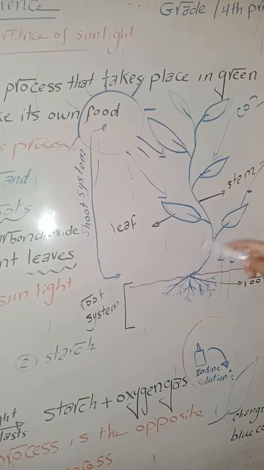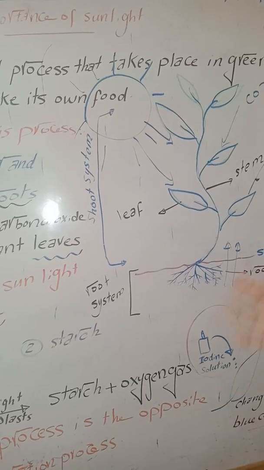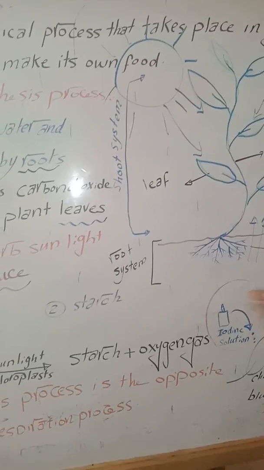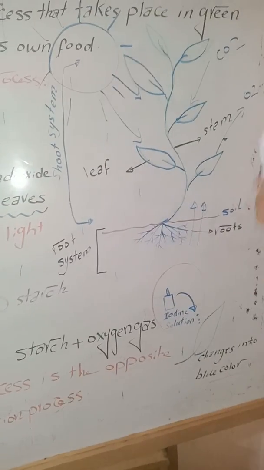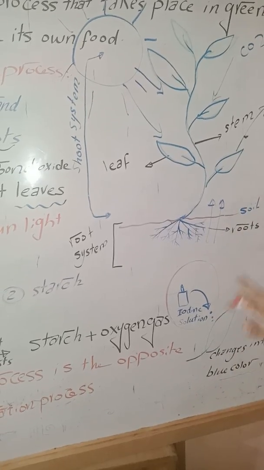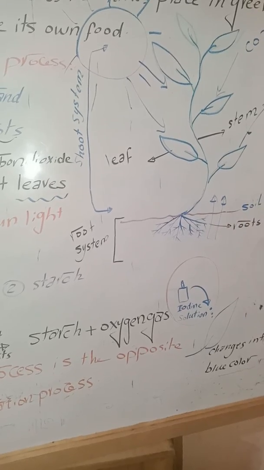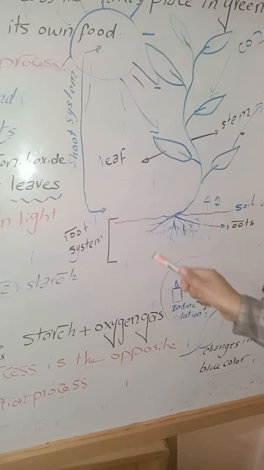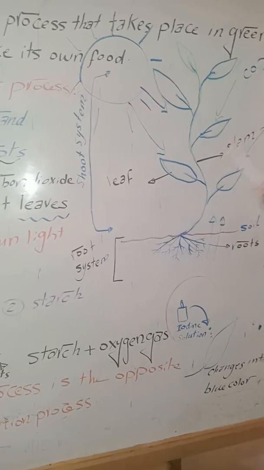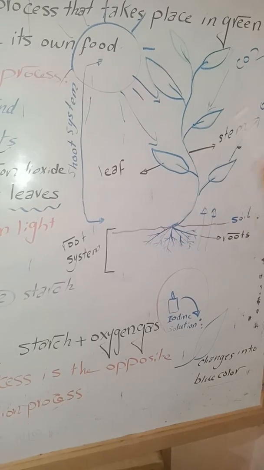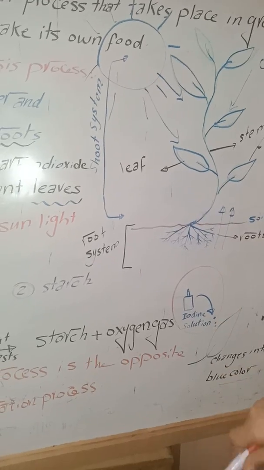What about the absence of green plants from life? If plants disappeared, what would happen? Green plants are the main source of food for all living organisms. Consumers depend on green plants directly or indirectly, either directly as herbivorous animals or indirectly as carnivorous animals.